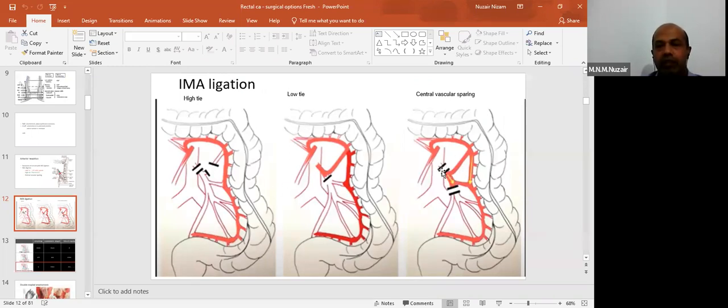In central vascular sparing, we ligate the inferior mesenteric artery at the root, and we preserve the left colic artery and preserve the first branch of the sigmoid artery. But then we also ligate the superior rectal artery distal to the origin of the first sigmoid artery. So the blood can flow both ways, like this and along this marginal artery.